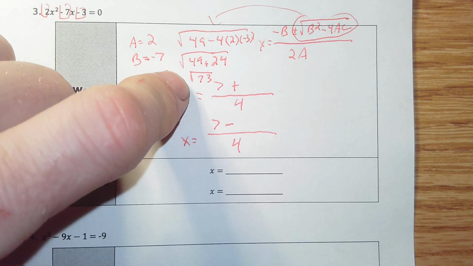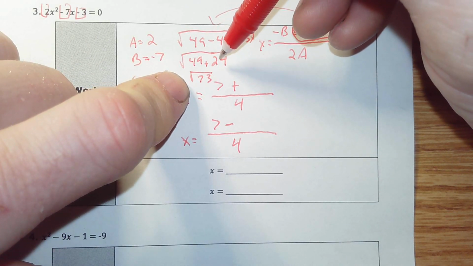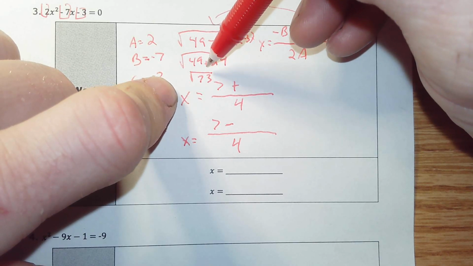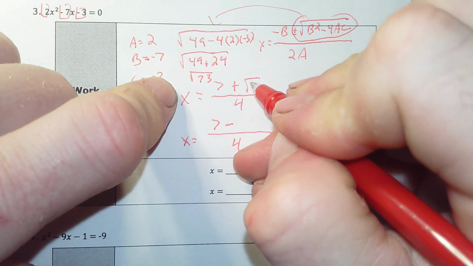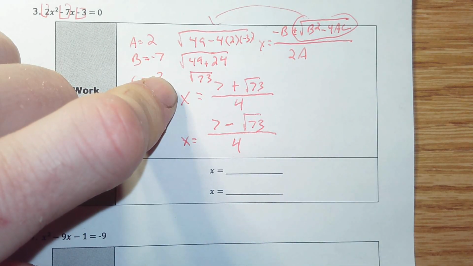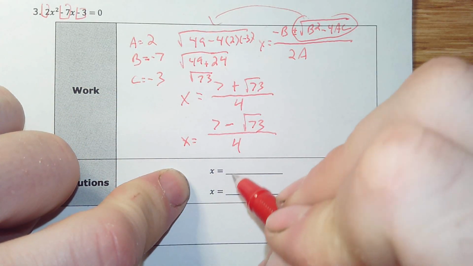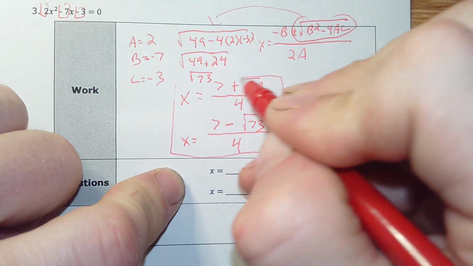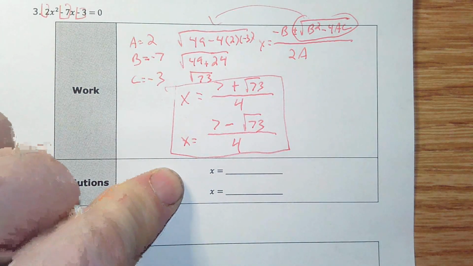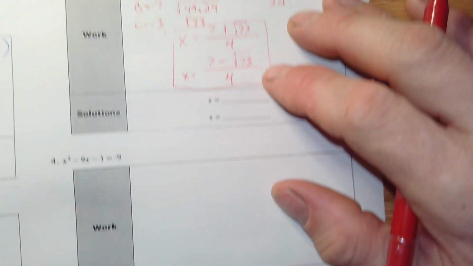And 73 is a prime number, so I can't really simplify that. So it's going to be plus the square root of 73 and minus the square root of 73. So there we go on that one. I'm just going to leave that there and put a big box around my answers right there. Okay, so there's that one. All right, moving on to number 4.